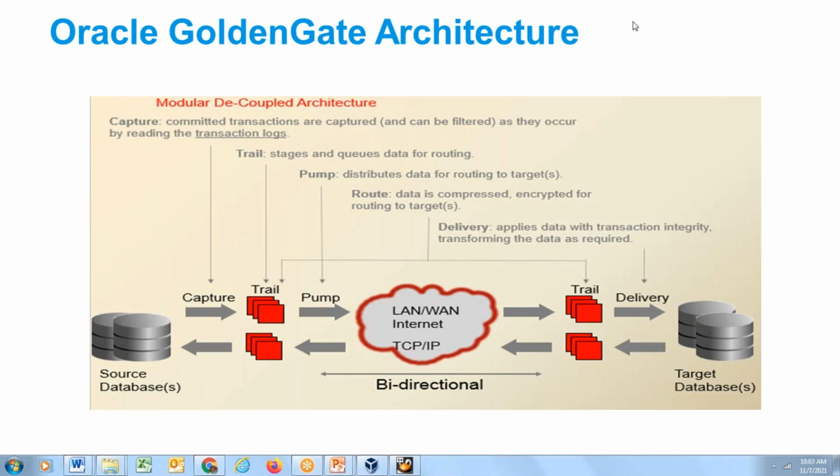Each process has a source to read from and a target to write to. The capture process source is the transaction logs of the database and the target is the local trail. The pump process source is the local trail, and the target is the remote trail. The replicat process source is the remote trail and the target is the target database. Now GoldenGate, as I mentioned earlier as well, supports a bidirectional environment. Bidirectional means both the sites can be active and GoldenGate can replicate the data.